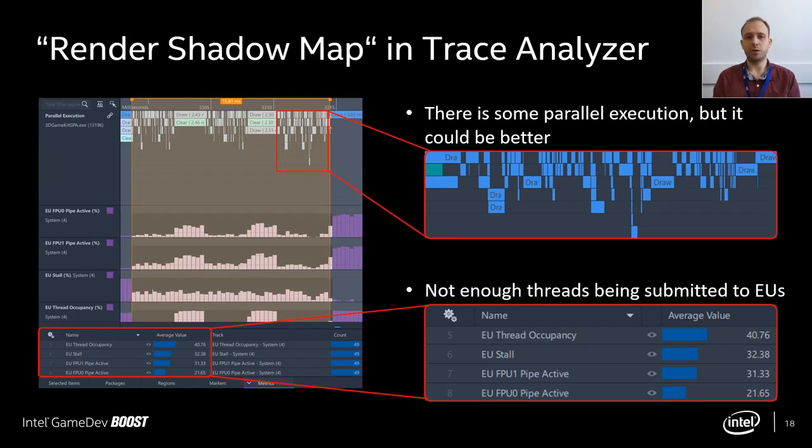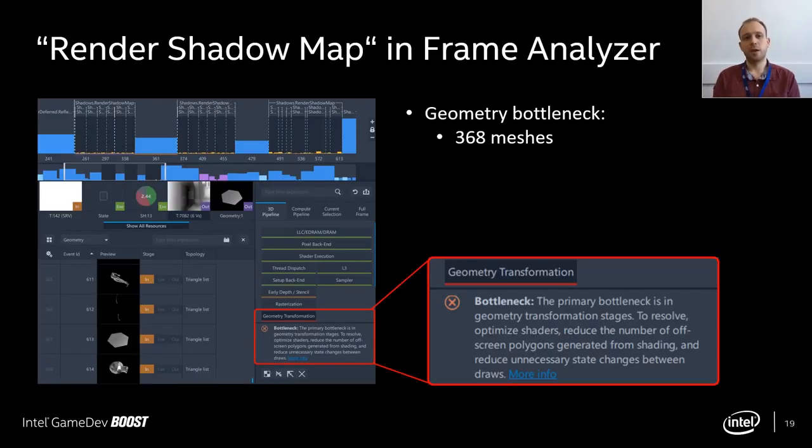The main problem here is that thread occupancy is rather low, and this is the primary reason why EU stall is also high. There is just not enough threads to hide the latency of accessing resources. And so because the thread occupancy is so low, you can make an assumption that there is a bottleneck somewhere in the geometry pipeline. And let's look at the frame analyzer to see if it's the case.